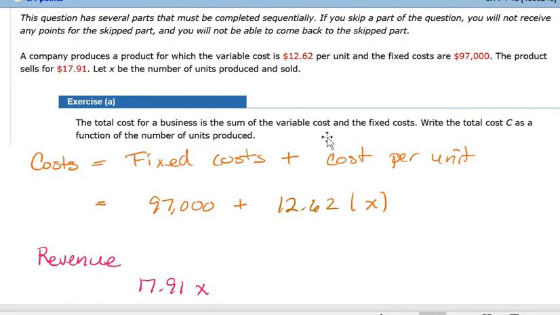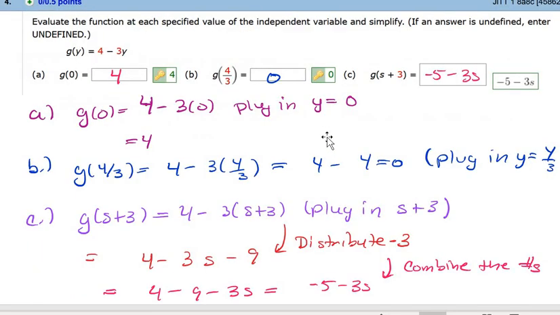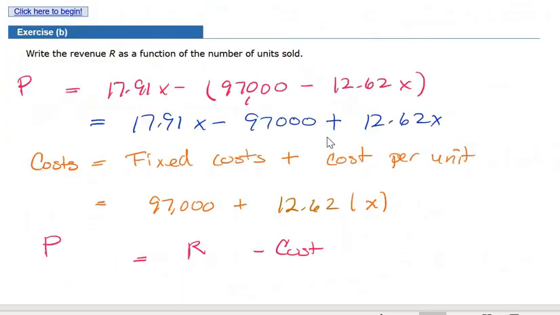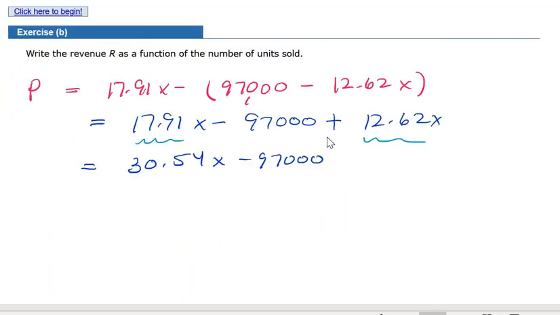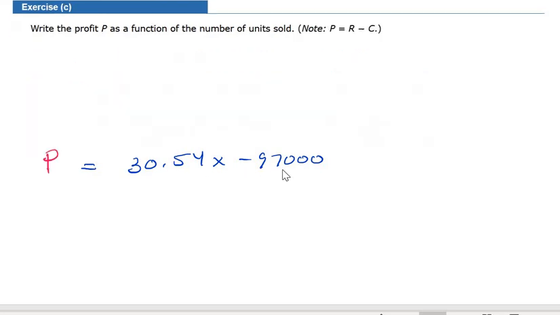So what they want, my profits, if I simplify this, there are 2 terms that have X's in it, and I combine them, I get 30.54X minus 97,000. So now that's my profits written as revenue minus cost, and that's what they want for C.